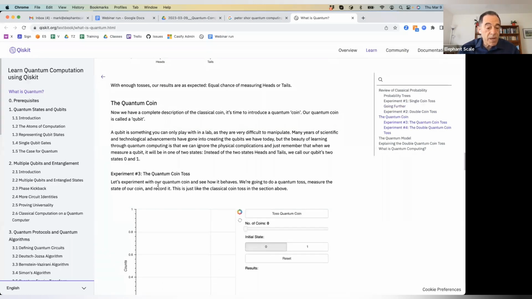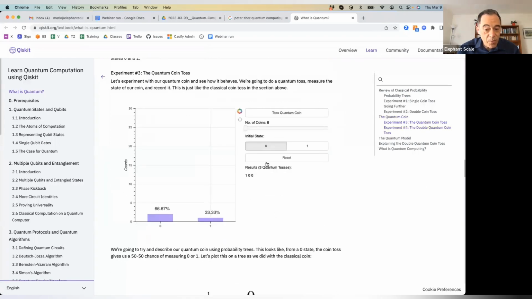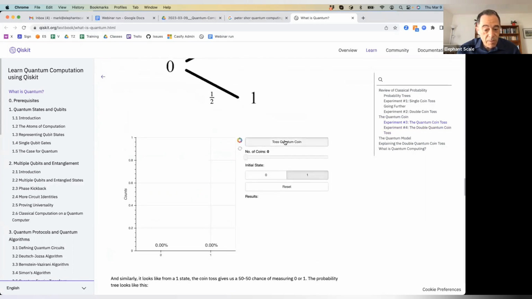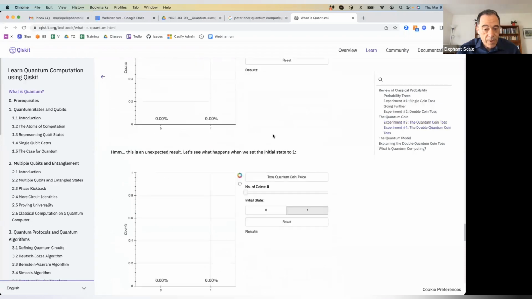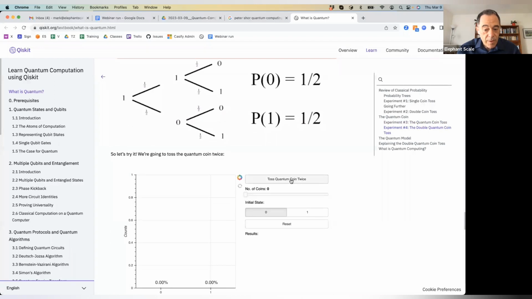I skip because I don't find that it's really illuminating. But you toss a quantum coin, and what you see, not here, maybe here. No. You see an amazing thing, that quantum coins break all the laws.